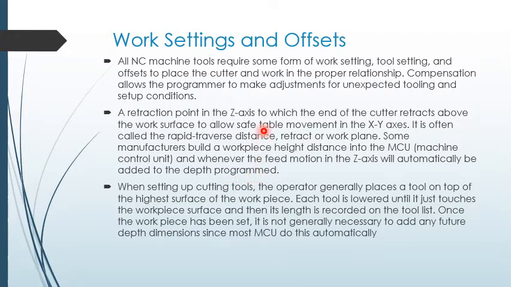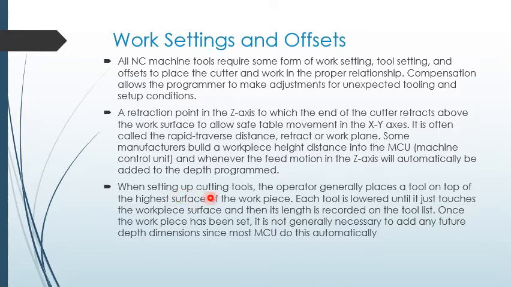So there are two methods. The first method is a retraction point in z-axis to which the end of the cutter retracts above the work surface to allow safe table movement. So there is always a preset value. Whenever we start or end, the cutter will always move to that position and stop at that position. So it is called rapid traverse distance or retract or work plane. Some manufacturers build a workpiece height distance. They always keep that height distance in the machine control unit, and whenever the feed motion in z-axis occurs, it is automatically added to the depth program.